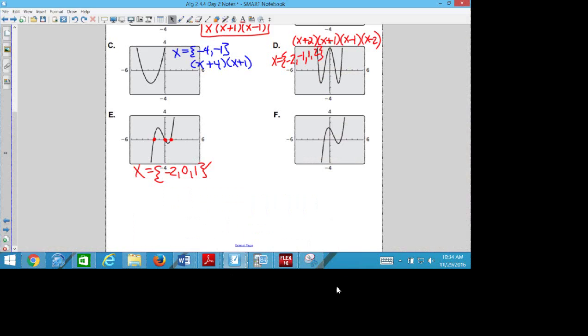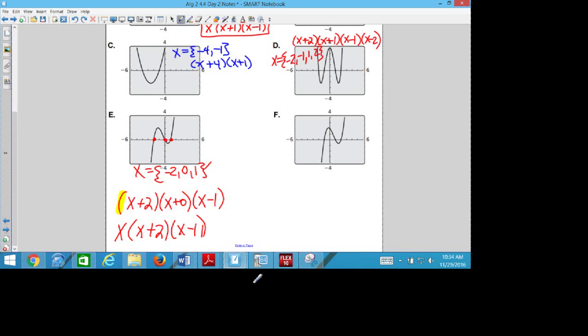So for E, my x-intercepts are at -2, 0, and 1. So to factor that, each of these becomes a factor. X plus 2, x plus 0, and x minus 1. But I don't write x plus 0. Put it out in front. And if you notice that ahead of time, it saves you a step. So that would be the factored version of that one.